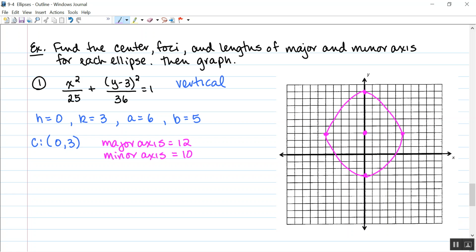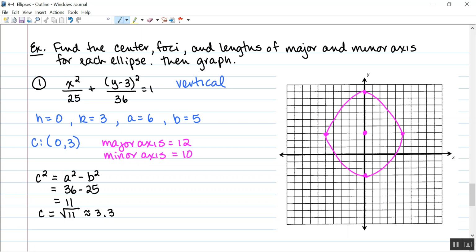In order to find the foci, I'm going to have to use that equation. So c squared equals a squared minus b squared. Because remember, c represents the distance from the center to each focus. So c squared is equal to 36 minus 25, or 11. That's c squared, so c is equal to the square root of 11, which is approximately 3.3.